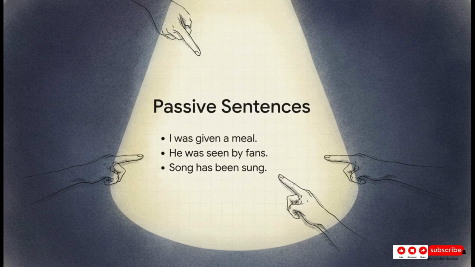But wait, there's more. The verb be also controls the passive voice. This is super useful when we want to smoothly shift the focus of the sentence away from who is doing the action and onto who is receiving it. Listen to how the focus shifts in these examples. I was given a free meal. He was seen by fans at the airport. This song has been sung by all nations. The helping verbs was and has been step in to allow those main verbs given, seen, sung to operate passively. It literally changes the whole dynamic of the sentence.